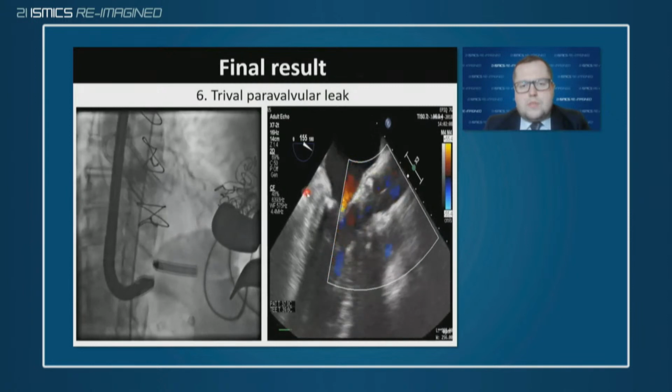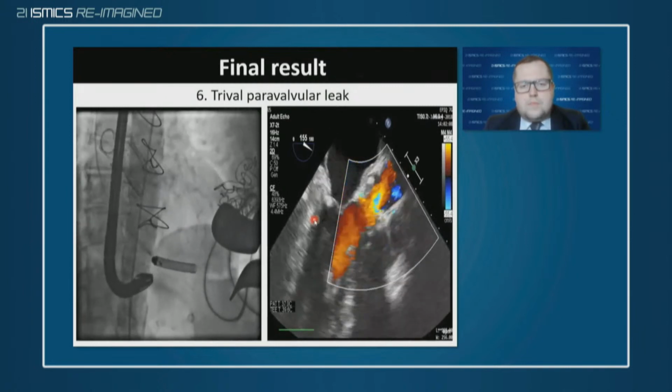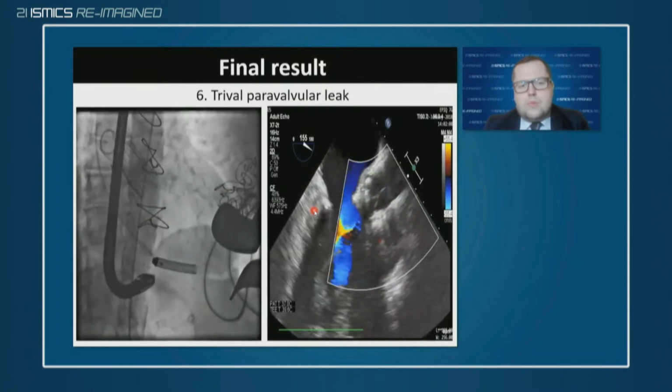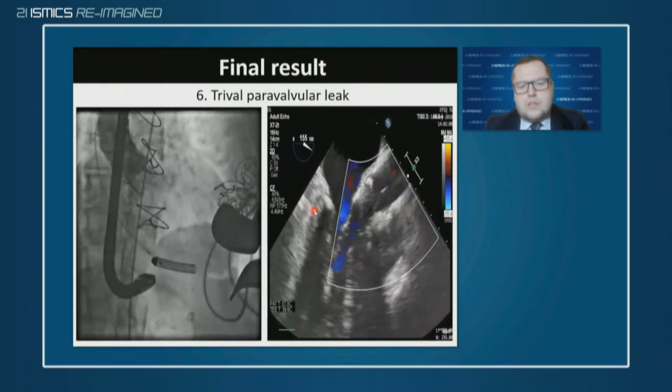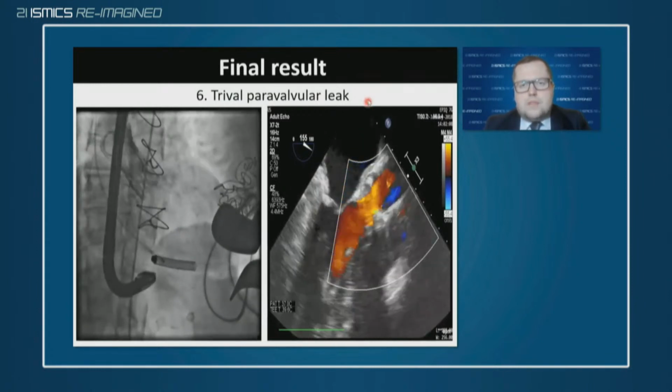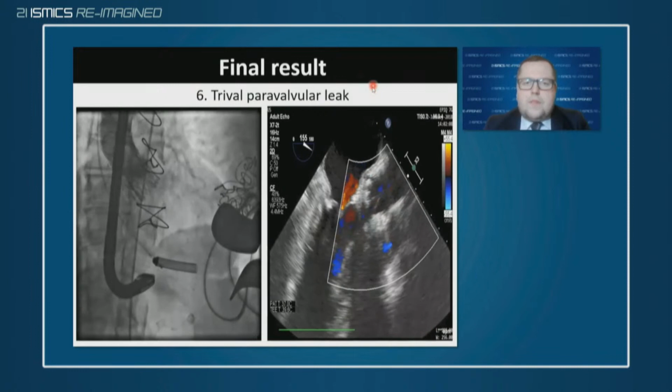The patient was extubated and transferred to the surgical ward. There was no new conduction disturbance, and the patient was discharged 3 days after the surgery. Thank you for your attention.